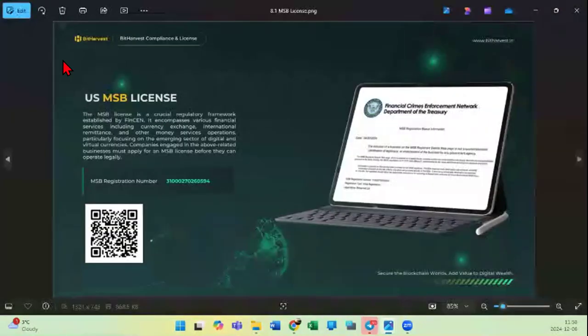Let me talk a little bit more about the company. Anybody that has anything to do with finances: FinCEN stands for Financial Crimes Investigation Enforcement Network. This is a United States government agency. Take your phone, scan the QR code, and it'll take you right to this website, and you can put in the registration number 310002702605994. So this is really important.